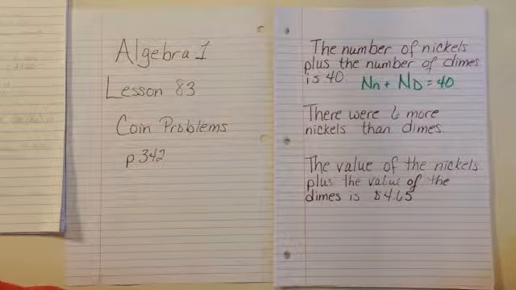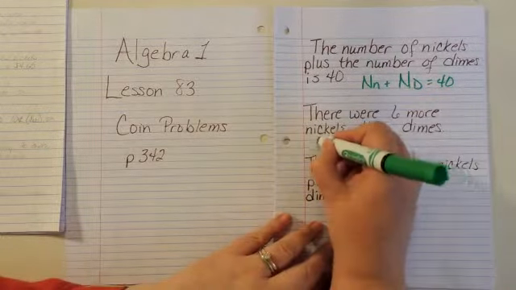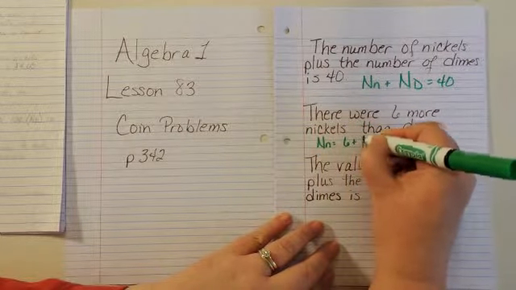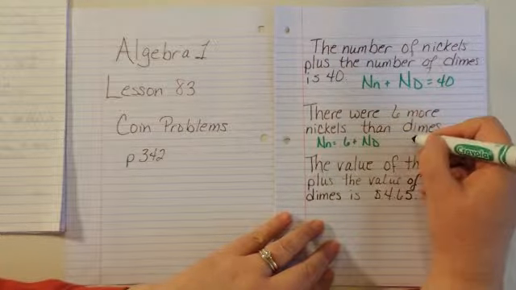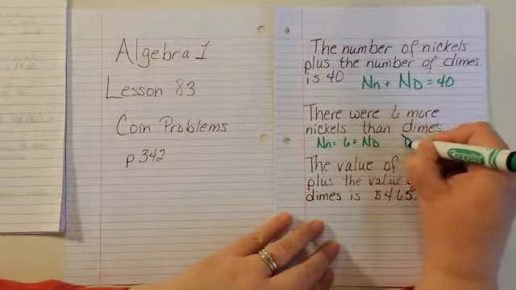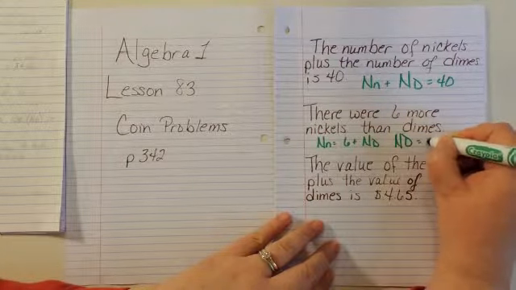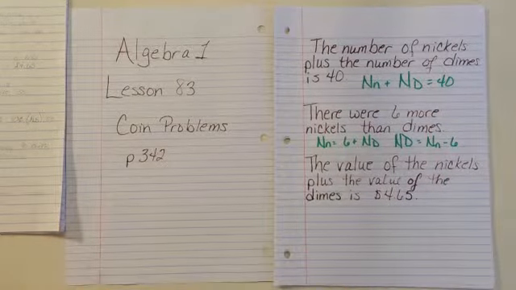If it says there were 6 more nickels than dimes, then we can say the number of nickels equals 6 plus the number of dimes. Or we can say that the number of dimes equals the number of nickels minus 6. Either way would be correct.